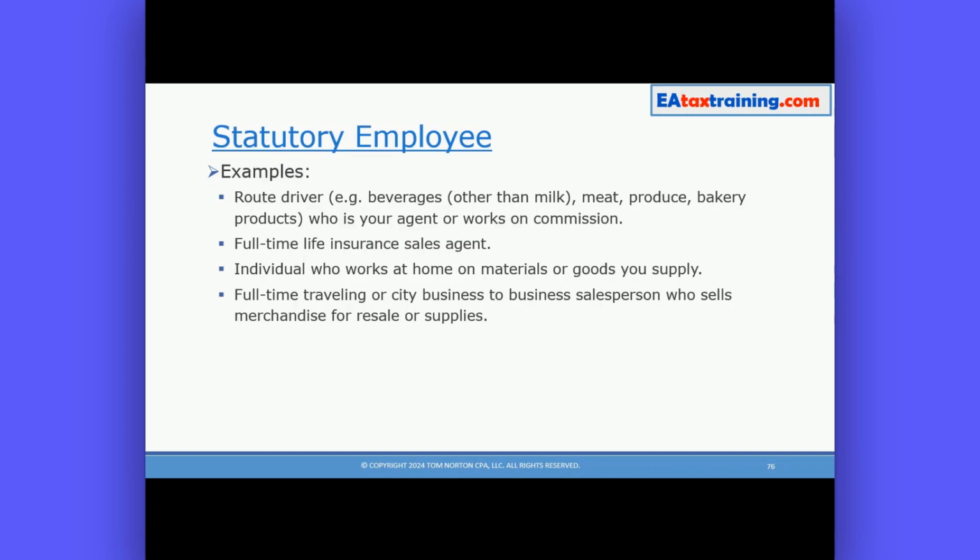An individual who works at home on materials or goods that the business supplies. So the business sends the person some materials and says, here, put together this widget, whatever it is, and that person would be a statutory employee. A full-time traveling or city business-to-business salesperson who sells merchandise for resale or supplies. So you've got a business that sells to other businesses, and this person is a full-time salesperson, and that's what they're out there doing, they could be considered a statutory employee.